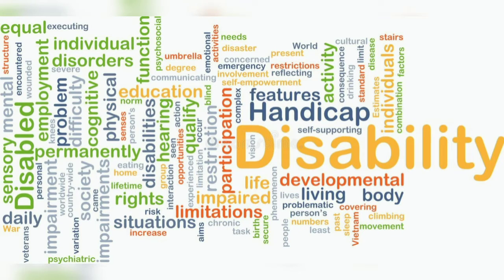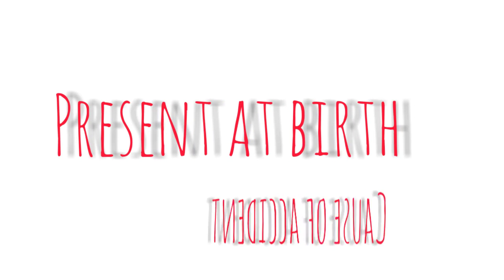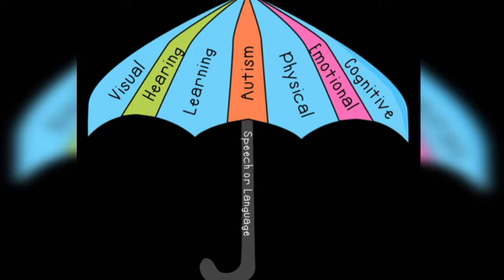Disability refers to the limitations or lack of ability to perform activities that a normal person can do. Disability is a result of impairment that might be present at birth or caused by an accident. Disability has a wide range of variations that have different needs and approaches.